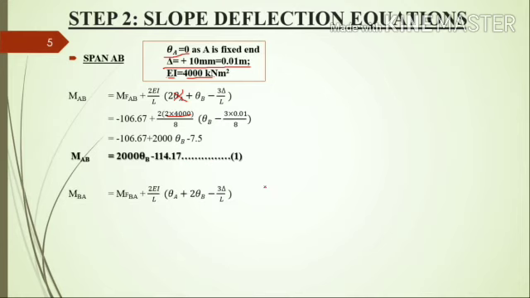Similarly, consider span BA. The slope deflection equation is equal to M of BA plus 2 EI by L into theta A plus 2 theta B minus 3 delta by L. Then substitute the values of M of BA and EI.